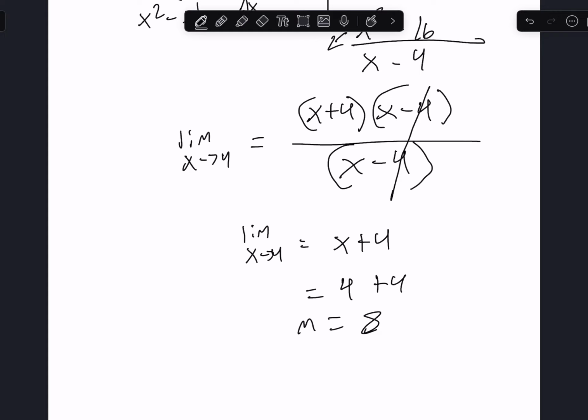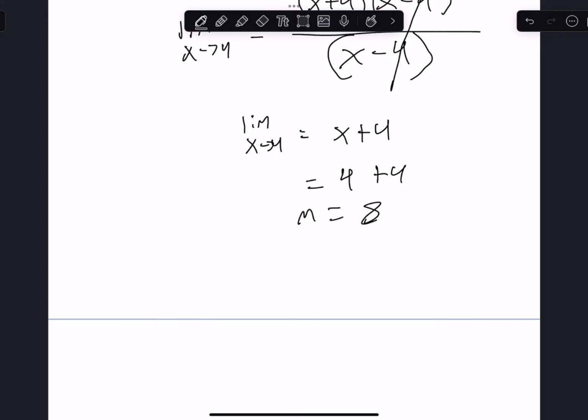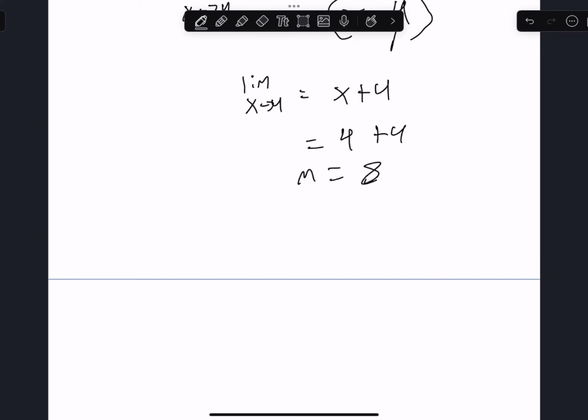And now we have to use our equation formula to find the line. This formula is y equals y1 plus m, sorry, m(x minus x1). This is our point slope formula. There we go.